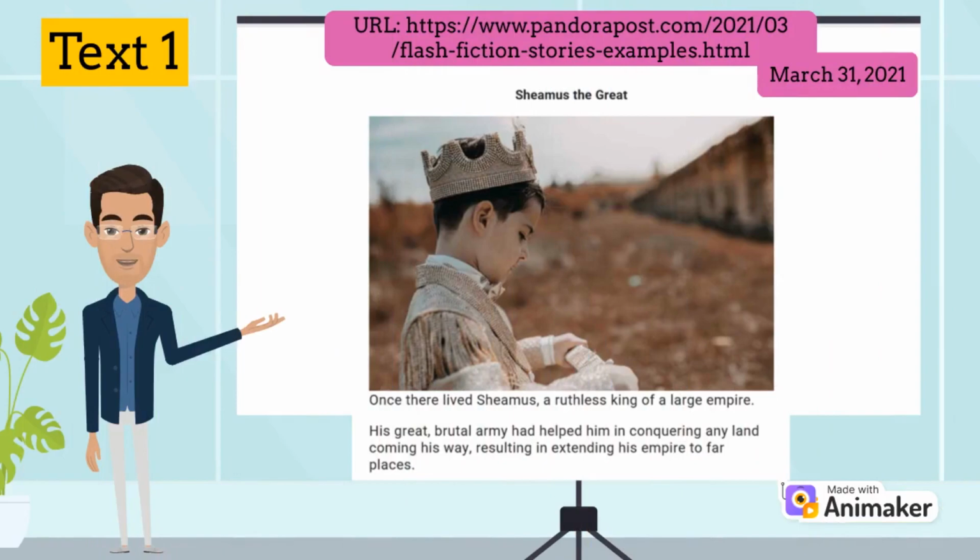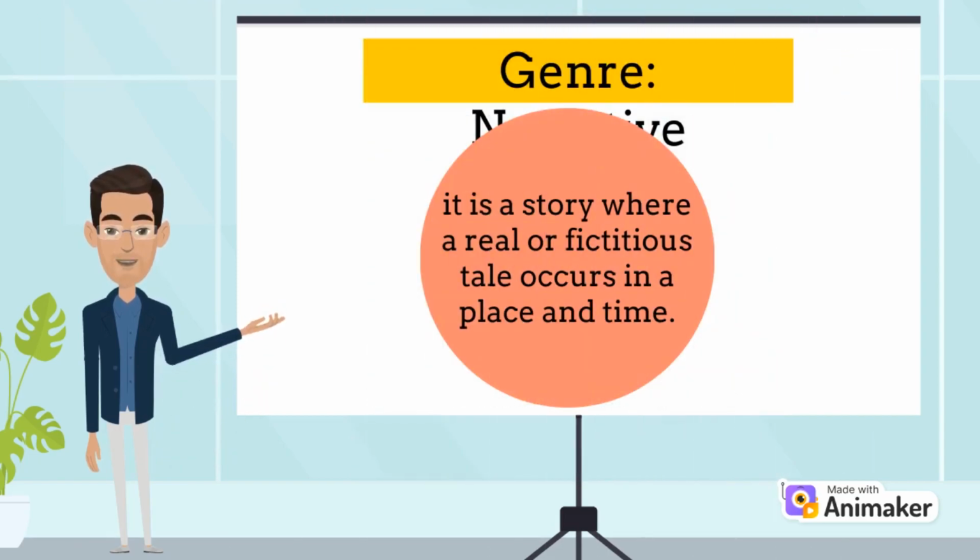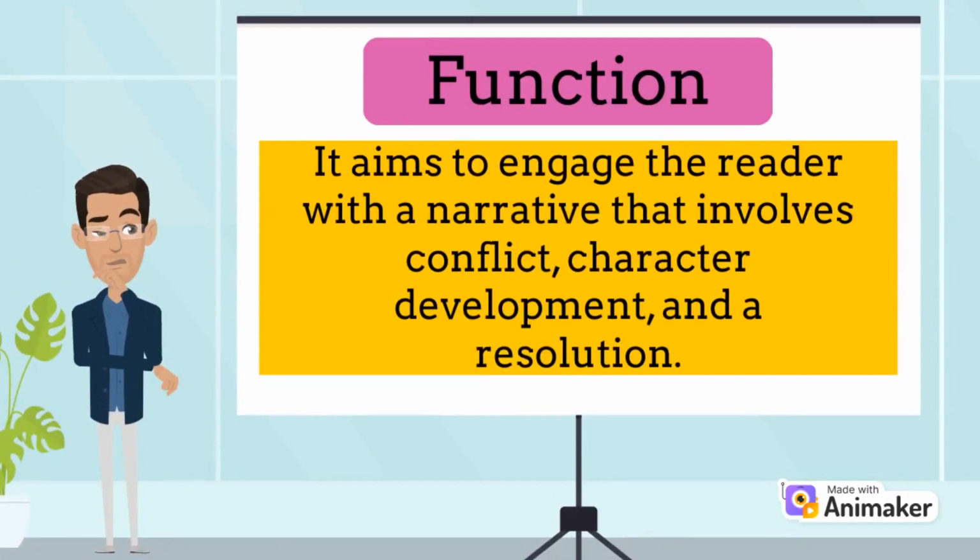The first text will be analyzed by me, which will be Shamus the Great, extracted from the site pandorapost.com, and is a short story. The genre of this text is a narrative, which means there is a history where a real or fictitious tale occurs in a place and time. The function of this text appears to be entertainment or storytelling. It aims to engage the reader with a narrative that involves conflict, character development, and a resolution.